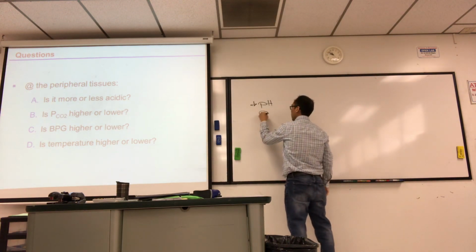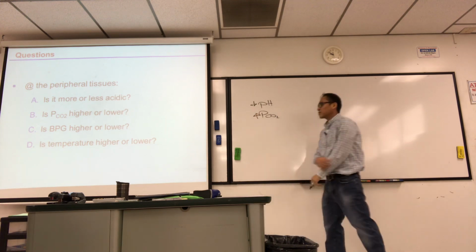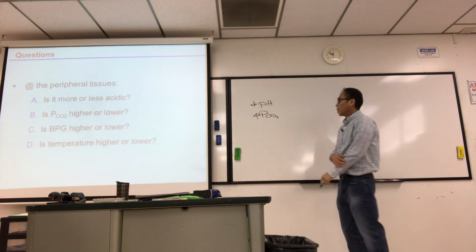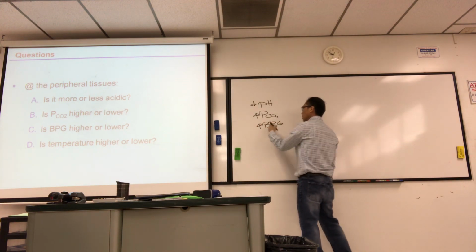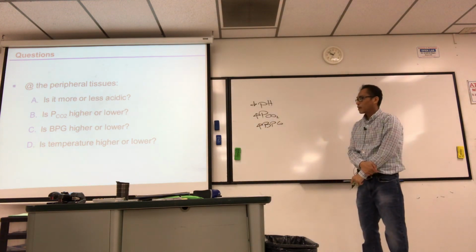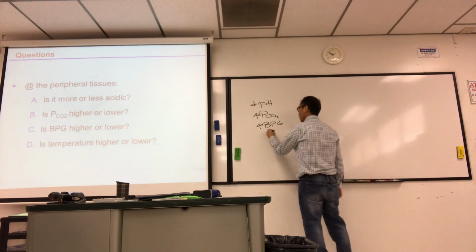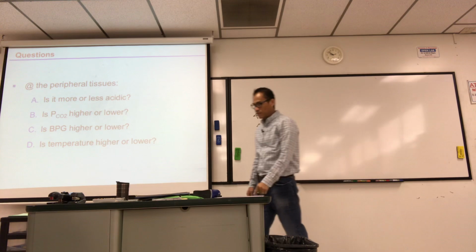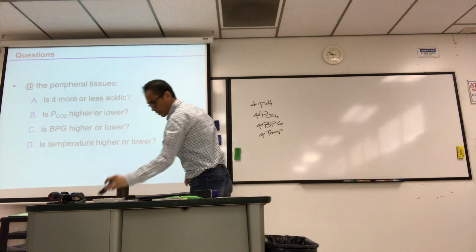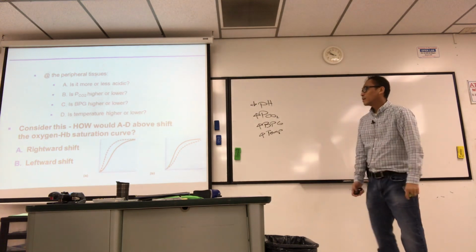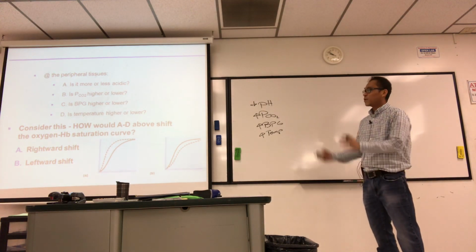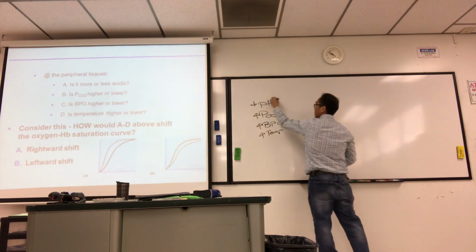When you're exercising, the partial pressure of CO2 increases. What about BPG? It's higher. Right. And your body temp when you work out? It increases. So these are the factors besides PO2 I was talking about.